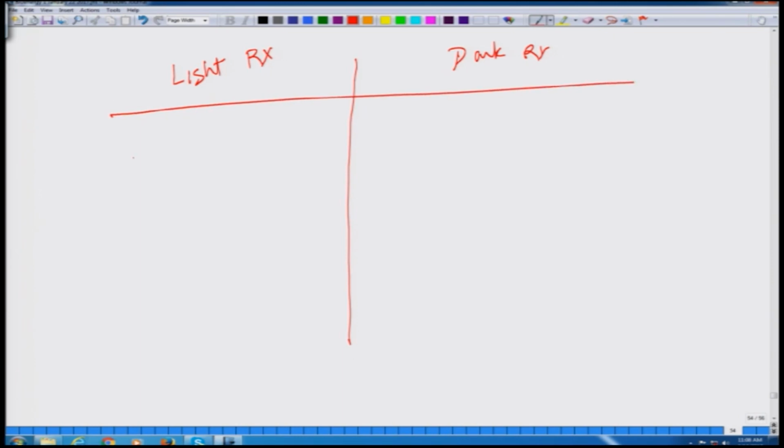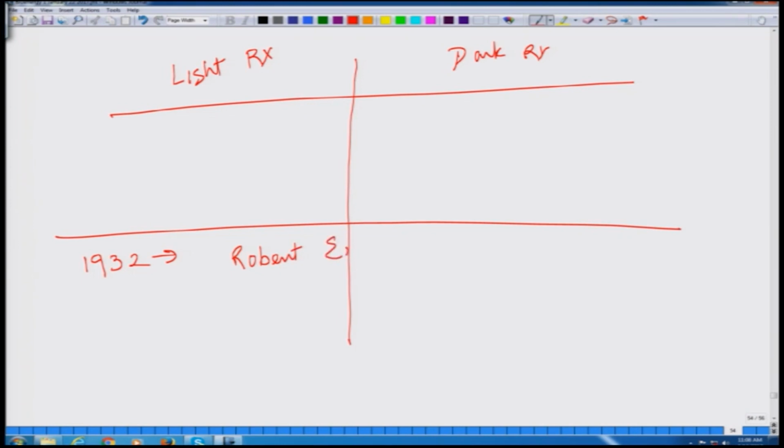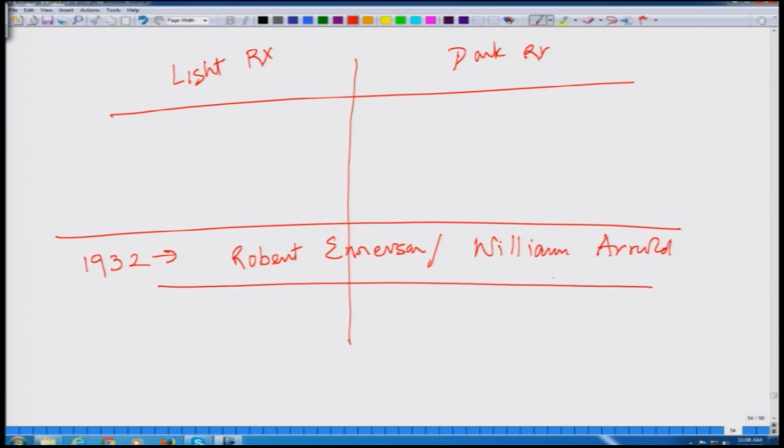But much earlier than that, around 1932, there was an experiment done by Robert Emerson and William Arnold. This experiment was really critical. What they did, as I showed you in the previous slide, was measure oxygen as a function of light. They used chlorella, which is basically an algae.